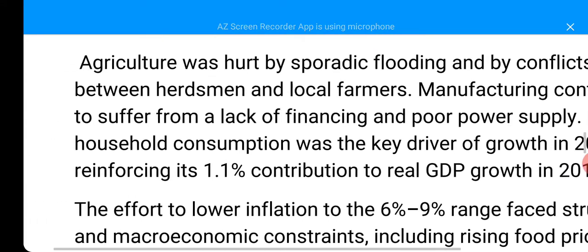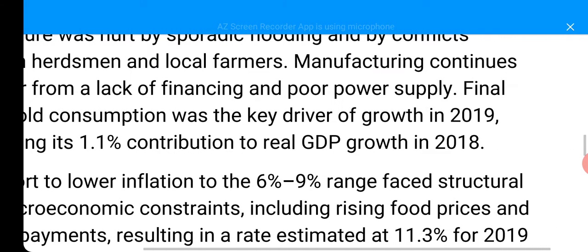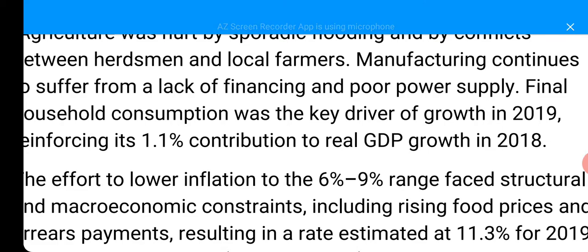Manufacturing continues to suffer from a lack of finance. When you look at the contribution of the industry also to the GDP, you can see that it's below that of service. And the reason for this is that the manufacturing sector or industry is faced with a serious problem of lack of finance and power supply, the problem of poor power supply.